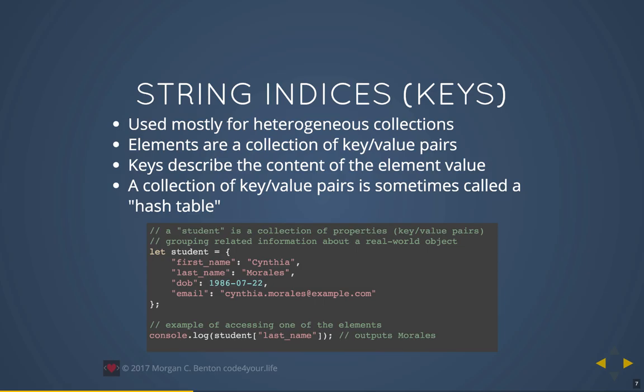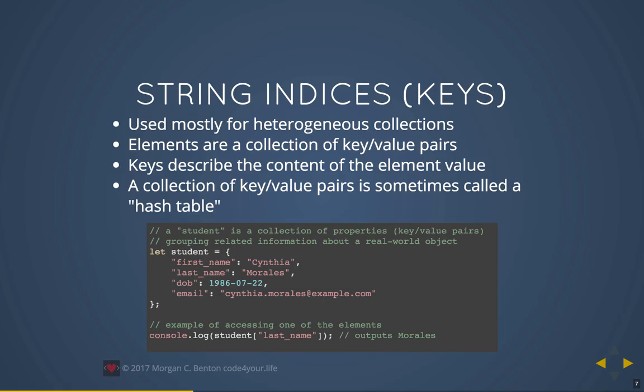On the other hand, some collections have string indices, sometimes referred to as keys. These are used mostly for heterogeneous collections, where the elements are a collection of key value pairs, right? And the key being something descriptive, describing the content of the element value. Something you may run across, so I'm mentioning it now, but we won't go into it in great depth, is that a collection of key value pairs is sometimes called a hash table.